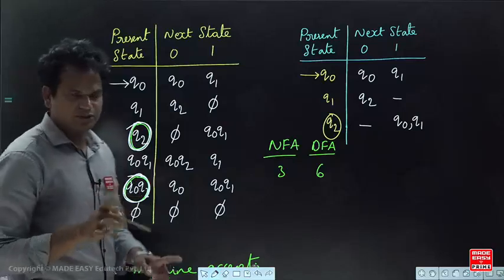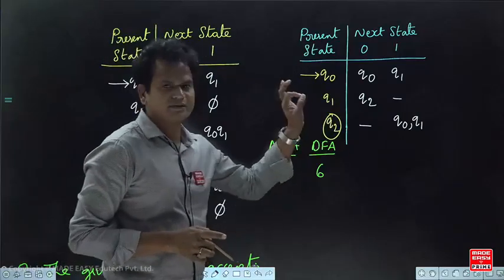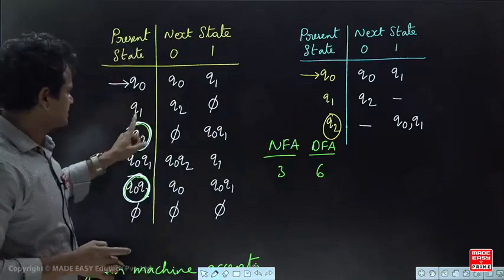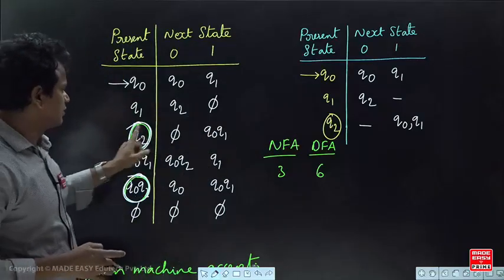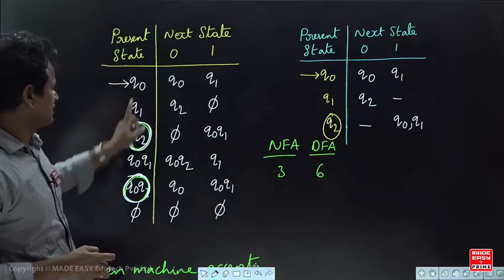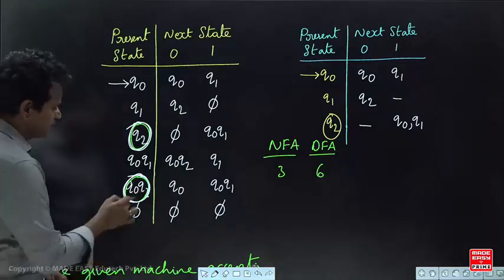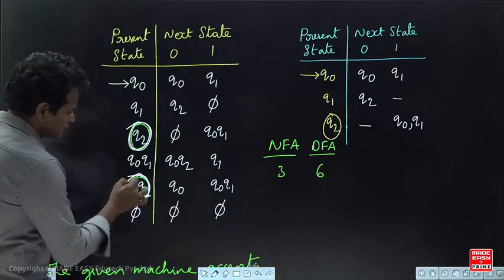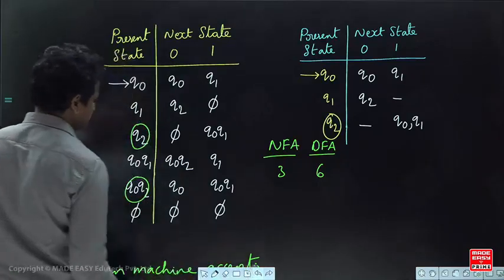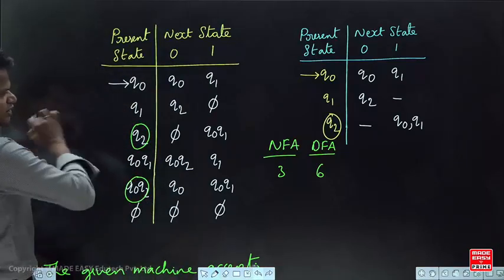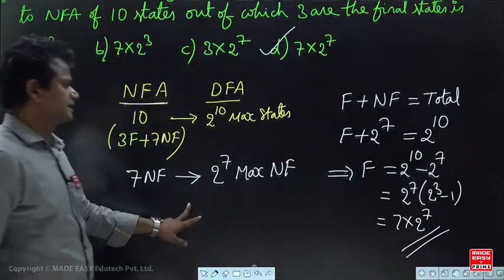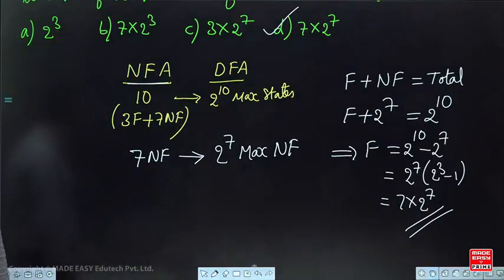So in NFA, whatever the final state is, those final states wherever they appear, Q2 alone, and Q2 with Q0. Even though Q0 is non-final, the Q0 Q2 combination is a final state. Why? Because Q2 is in it. Are you following? So wherever Q2 is there, all of them are final states. Okay, now come to this one. I'll give you a different method.